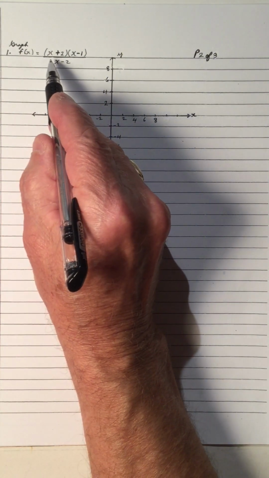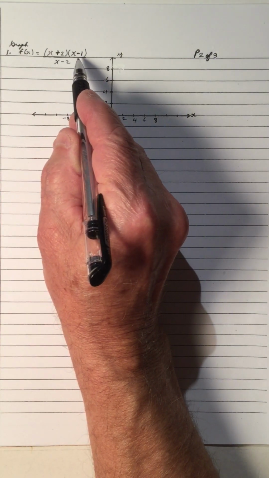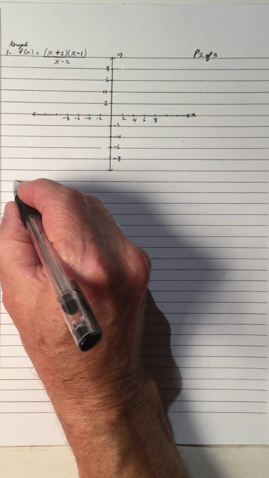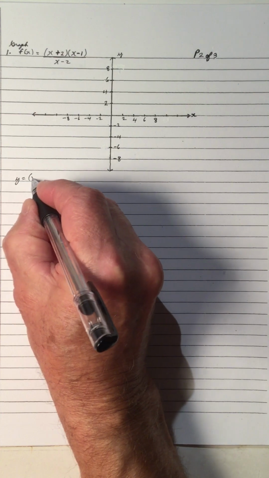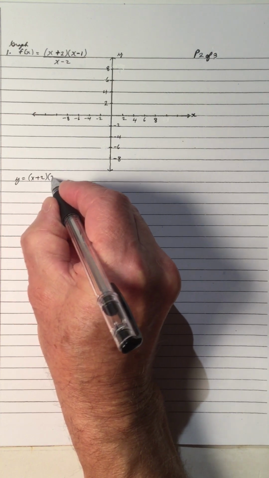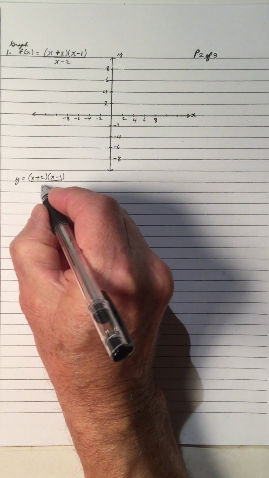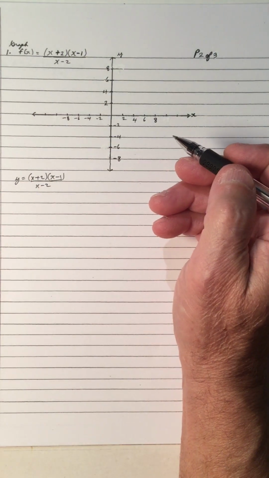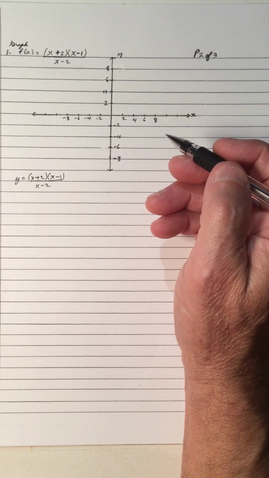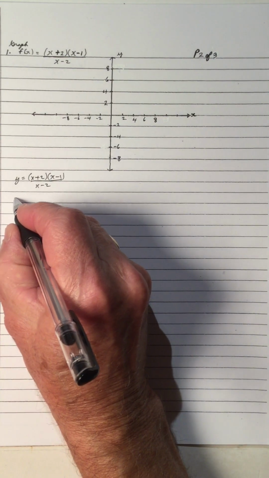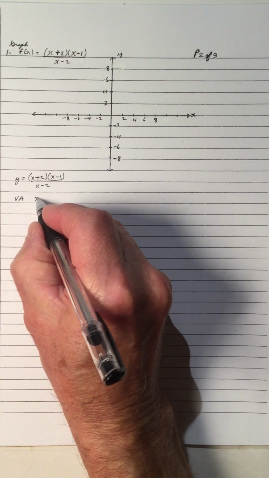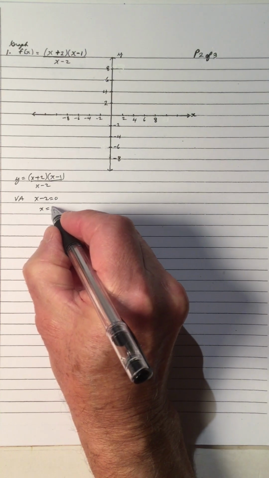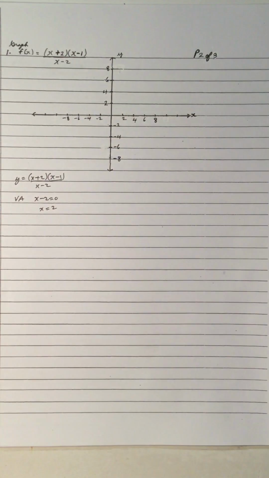f of x equals (x plus 2) times (x minus 1) over x minus 2. And the equation is y equals (x plus 2)(x minus 1) divided by x minus 2. Change the f of x to a y. And we want to graph this, so let's look at the vertical asymptote. Vertical asymptote is you make your denominator equal to 0, and we have x equals 2.